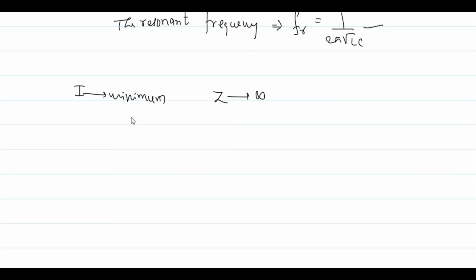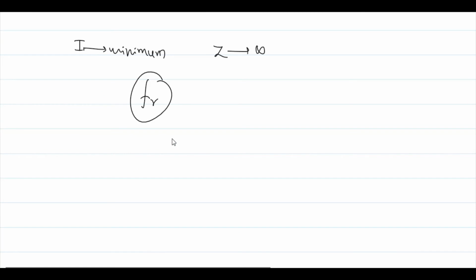If the impedance is infinity, the current will be almost minimum. There is no current to flow in that particular circuit. That's why this circuit is called a parallel resonant circuit. The particular frequency at which this resonance occurs is called FR, the resonant frequency. Right? You can observe here that the current through the parallel resonant circuit is 0 at resonance.